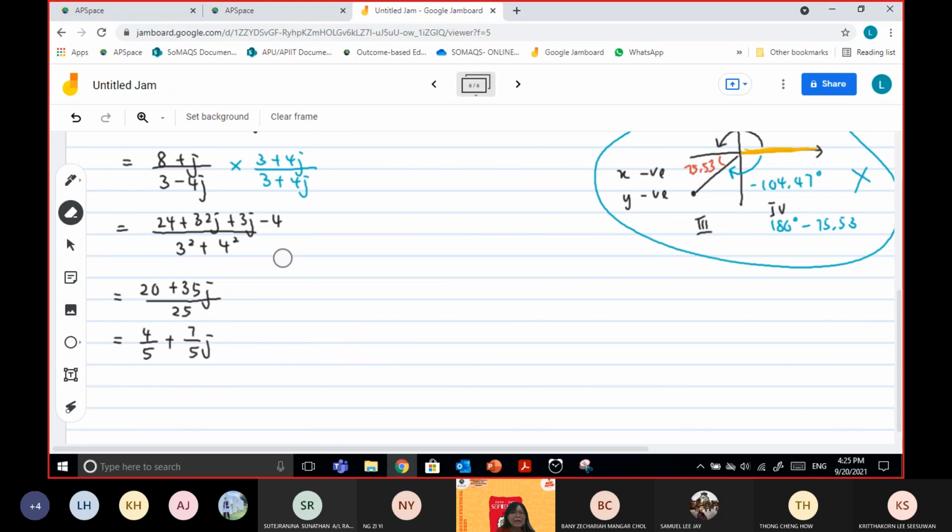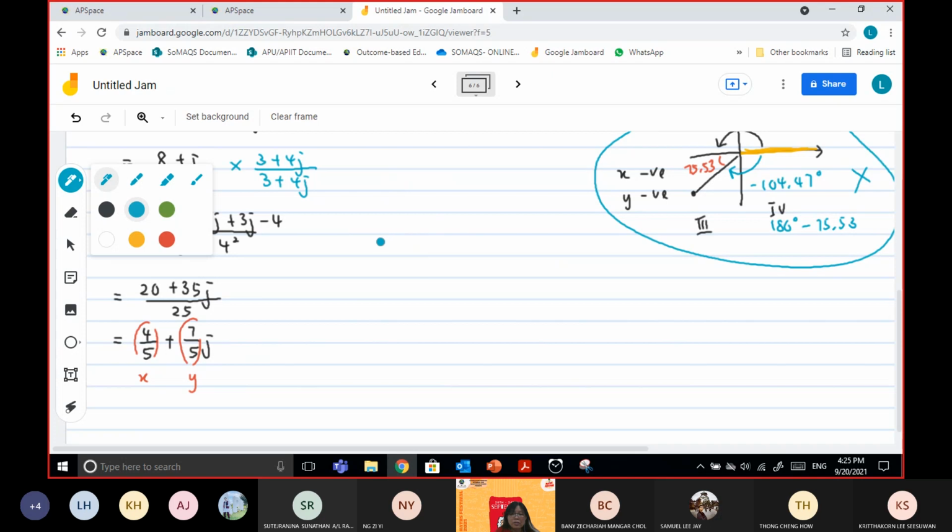the polar form, okay? So let's calculate for the R. Let's identify what is X, what is Y. So X is 4 over 5, Y is 7 over 5. Okay, so this is X, this is Y. Let's calculate for the R. R equals the square root of (4 over 5) squared plus (7 over 5) squared.